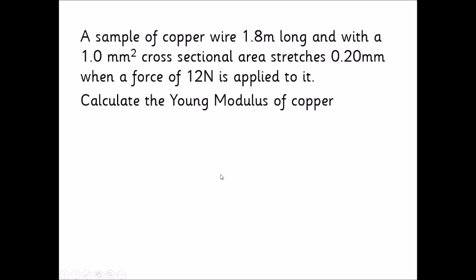Just a couple of examples to check that we're okay. So if we've got a sample of copper wire 1.8 meters long with a 1 millimeter squared cross-sectional area, and it stretches 0.2 millimeters when a force of 12 newtons is applied to it, we can calculate the Young modulus. So we'd work out the stress, which is the force, 12 newtons, divided by the cross-sectional area, which is 1 millimeter squared, so 10 to the minus 6 meters squared. That gives us the stress.